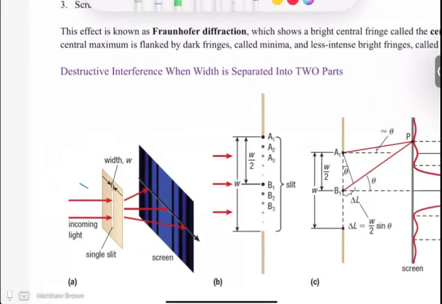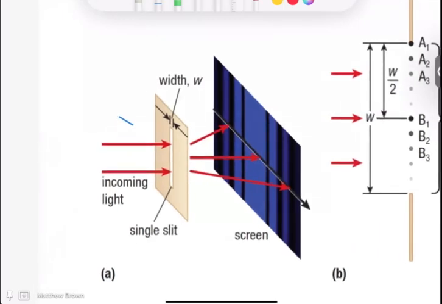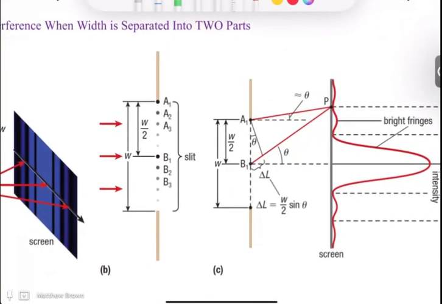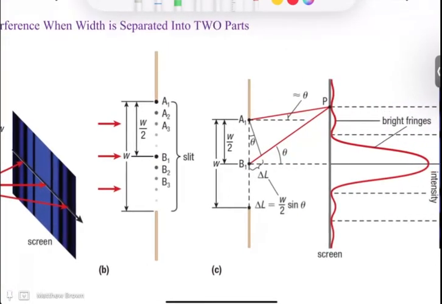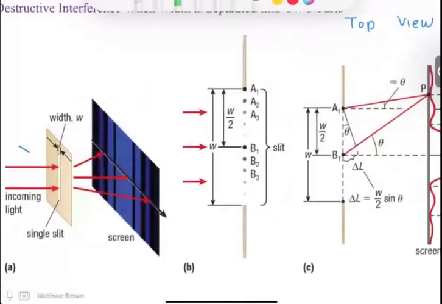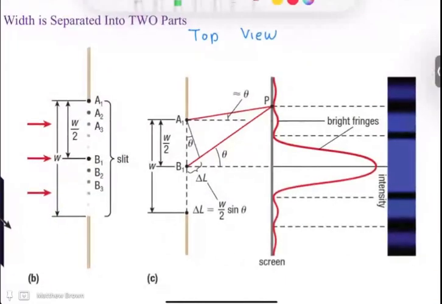So for a situation like this, we say, okay, let's take a top view. That's what we're looking at in part B here. Just to be absolutely clear, this is a top view of this situation over here. And what we're looking at is the opening, the width of that slit, so we're looking down on it.